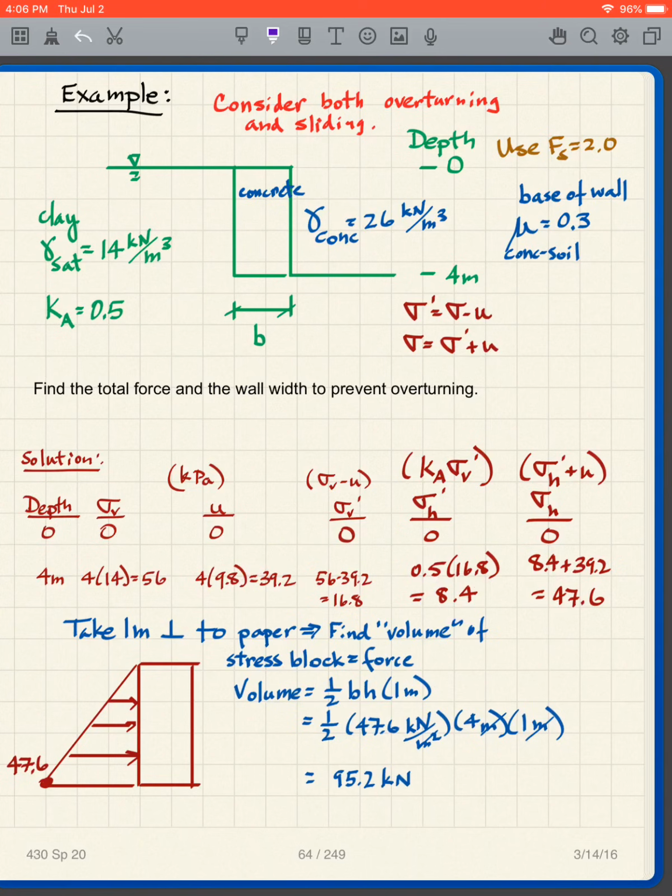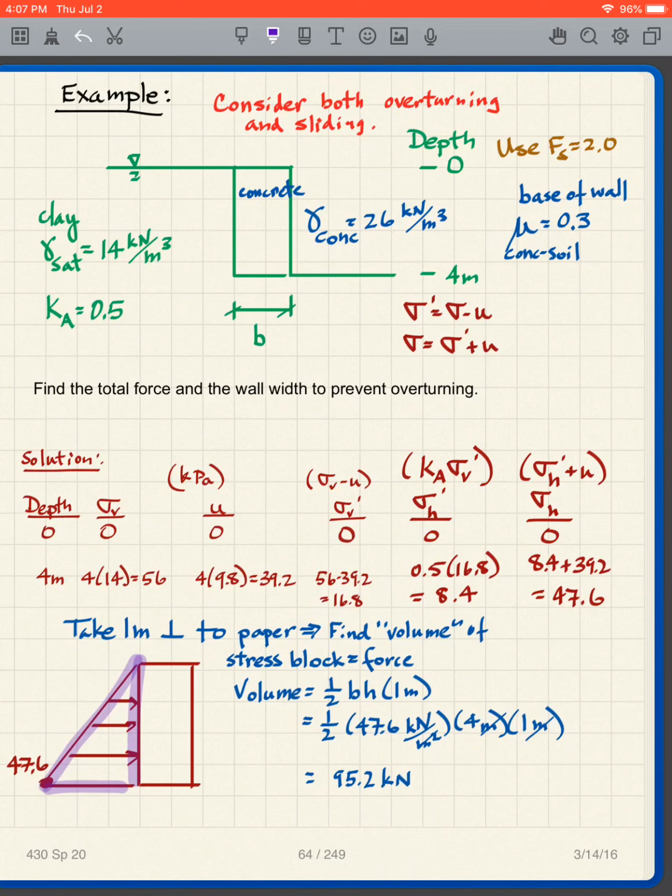Okay, so I'm going to draw the stresses on this wall, the horizontal stresses on my wall. There's my wall right there. It's 0 at the top of the wall, that's the 0. The bottom of the wall is 47.6, and it's linear in between. You can do the calculations, but it's all linear in between. So what do I have for my stress distribution on the wall? It looks like this. It's a triangle.